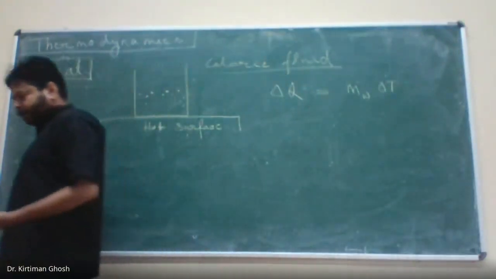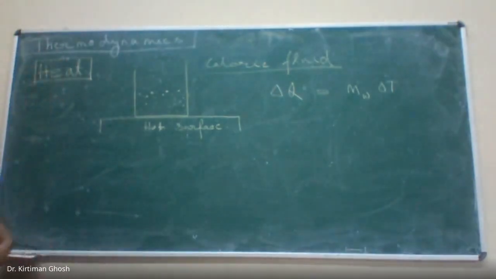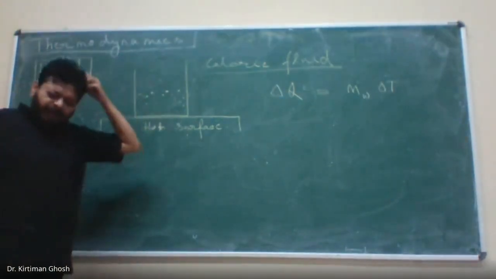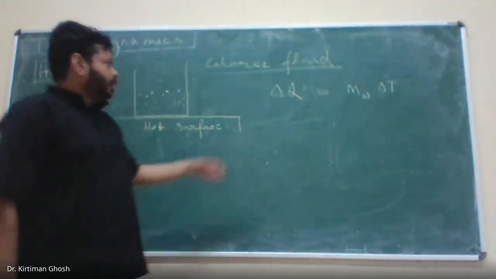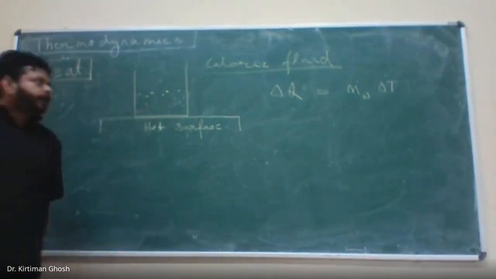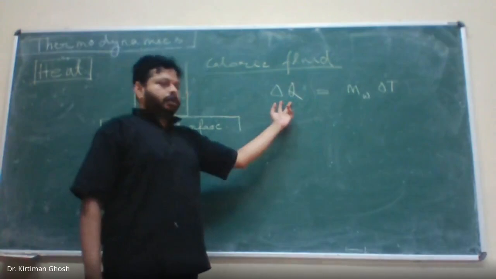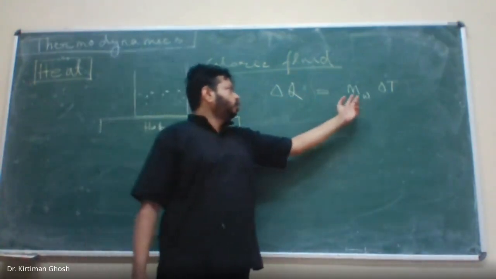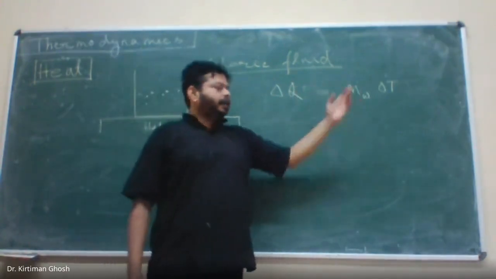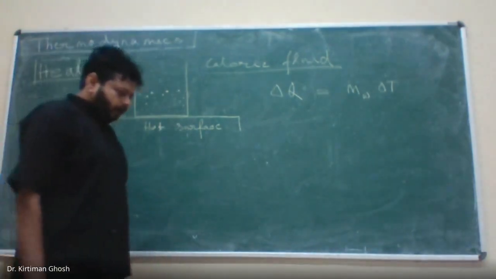So now it is possible to measure delta T. Say at a given instant the water is at temperature T, and at the next instant the water is at temperature T plus delta T. So the increase in temperature is delta T. How much heat, this caloric fluid, we need to produce such a temperature increase is quantified as delta Q. So delta Q should be proportional to the mass of water, m_w, and the amount of temperature increase. This is how we quantify heat. This is the definition of heat.